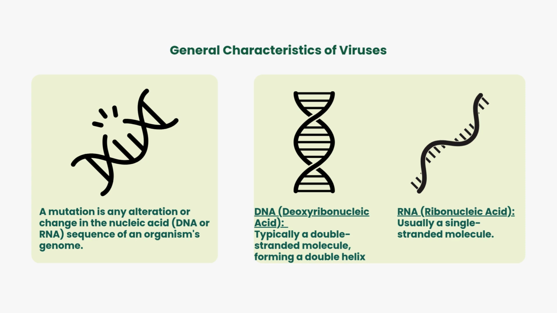It contains the sugar ribose, and its bases are adenine, A, uracil, U, guanine, G, and cytosine, C. Notice that uracil, U, replaces thymine, T, in RNA, so A pairs with U. Finally, let's talk about mutations. A mutation is simply any alteration or change in that genetic blueprint, either in the DNA or RNA sequence.